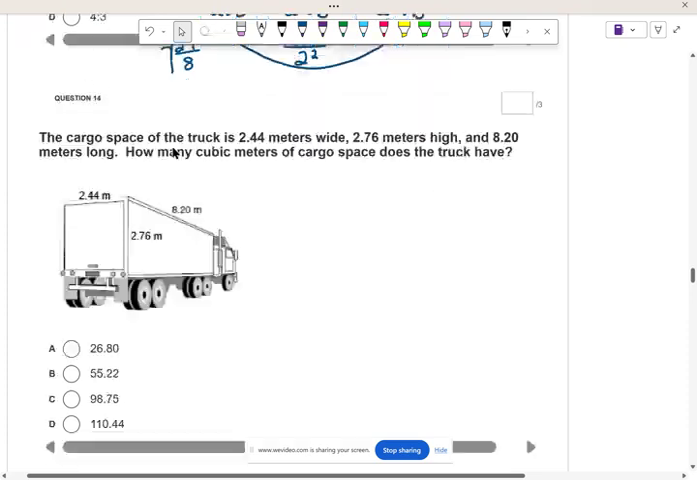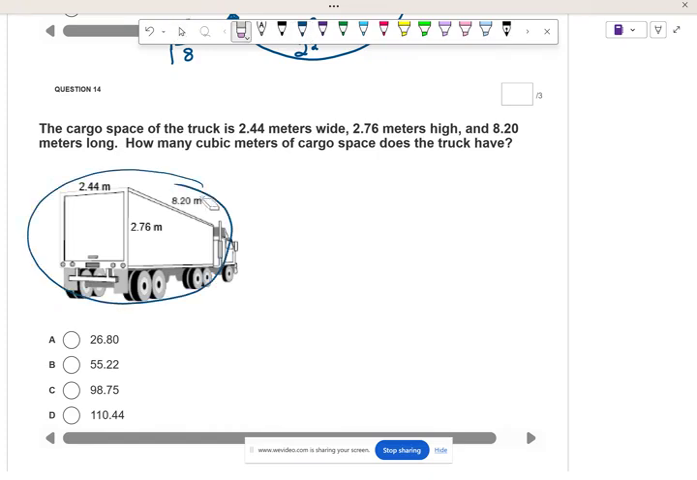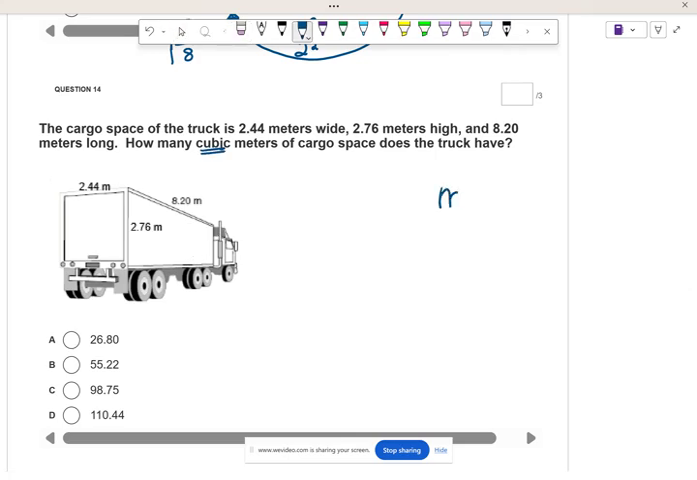All right, number 14. The cargo space of the truck is... I'm with y'all. It's telling us that this cargo space back here is 2.44 meters wide. That's up here at the top. 2.76 meters high. I see that. 8.20 meters long. How many cubic meters of cargo space does the truck have? Cubic, meters cubed. They want us to calculate the volume.